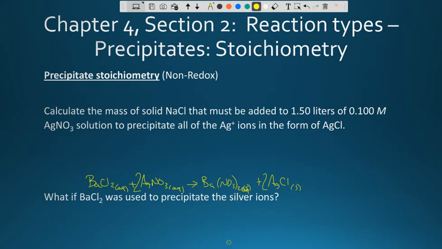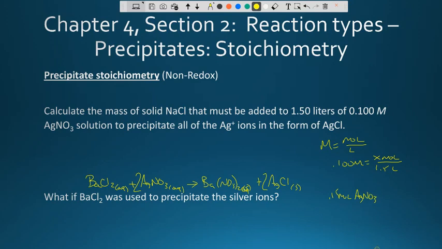So the question is, what would I need to precipitate out if I use barium chloride instead? Remember, with this, my molarity is moles over liters, and so I had 0.100 equals X over 1.5 liters. Just to follow up with the math, I forgot what I had in there. Oh, I had 0.15 moles of silver nitrate. That's just what that X was.